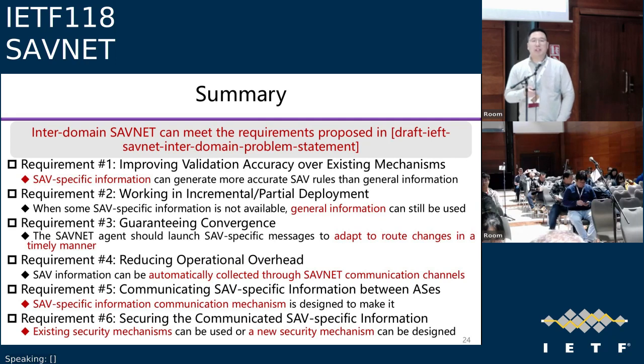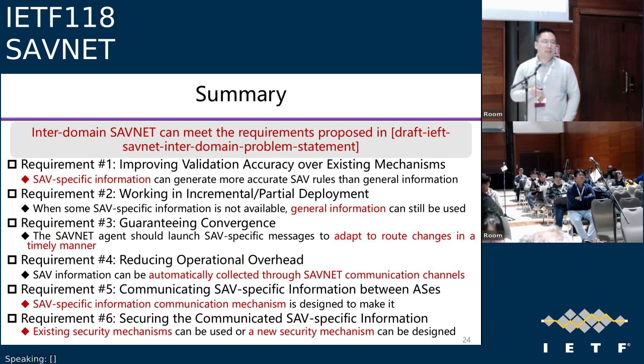Requirement four, reducing operational overhead. The subspecific information and the general information can be automatically collected through the subnet communication channels. Requirement five, communicating subspecific information between ASes. The subspecific information communication mechanism is designed to communicate the information. Requirement six, securing the communicated subspecific information. Existing security mechanisms can be used, or a new security mechanism can be designed. In sum, the inter-domain subnet can meet the requirements proposed in the inter-domain subnet problem statement draft.